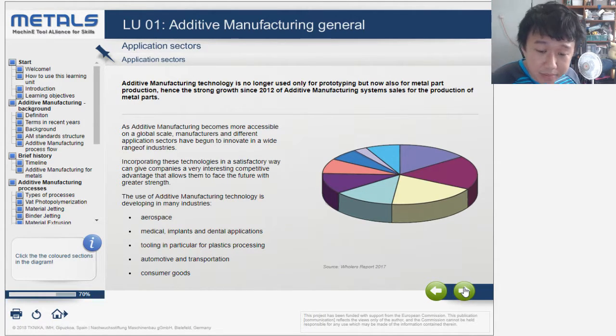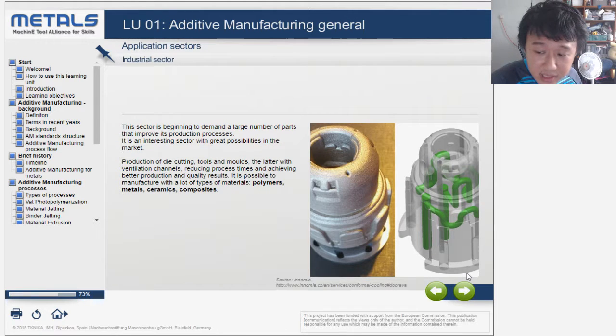So yeah, the use of additive manufacturing technology is developed in many industries: aerospace, medical, tooling, automotive, and consumer goods. Basically, if you want to create something, definitely take a look at additive manufacturing. It makes manufacturing a lot easier. So this sector begins to demand a high number of parts that improves its production process. It's an interesting sector with great possibilities.